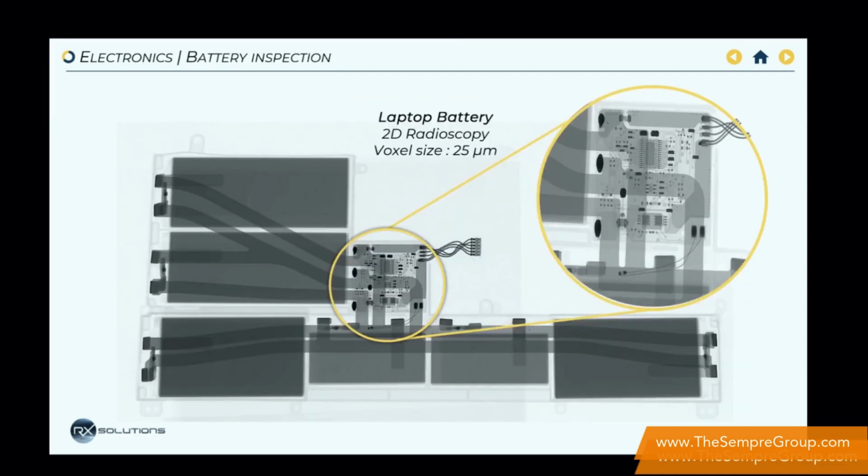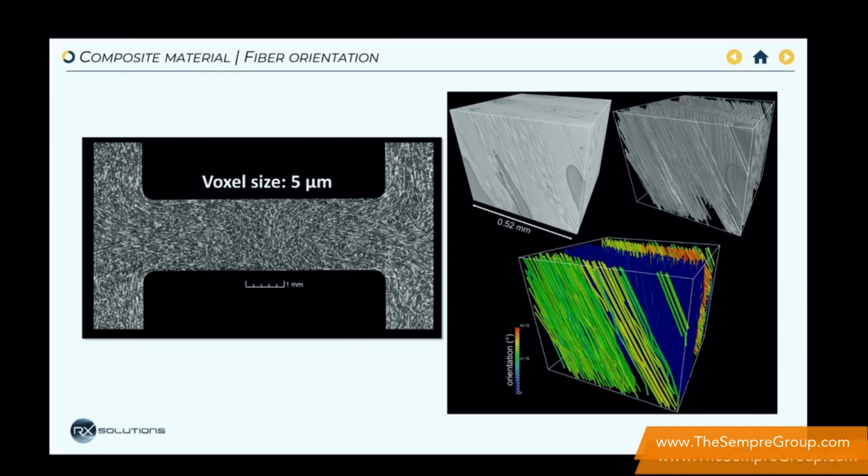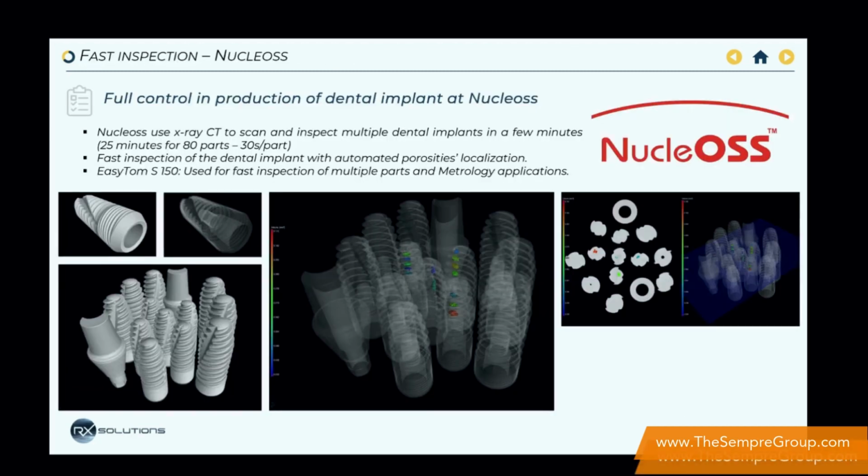A 2D view of a battery pack from a laptop. And then we can start making 3D scans on specific regions of interest and start visualizing it in 3D as well. An example of another composite material where we want to check the orientation of the fibers. So this is again a relatively high resolution scan where we want to see the flow of the fibers inside of the material. And then we have an example of a production application.